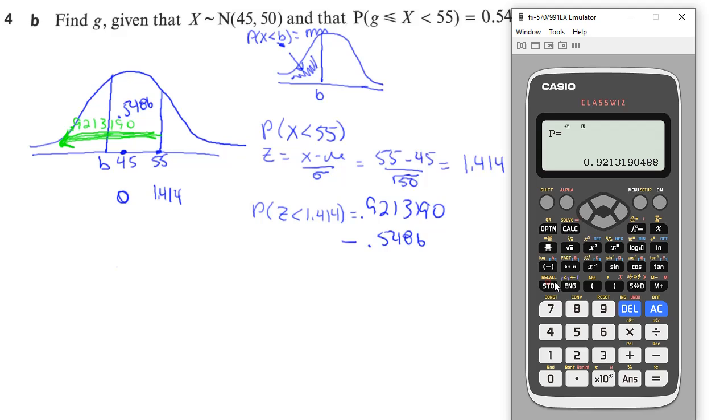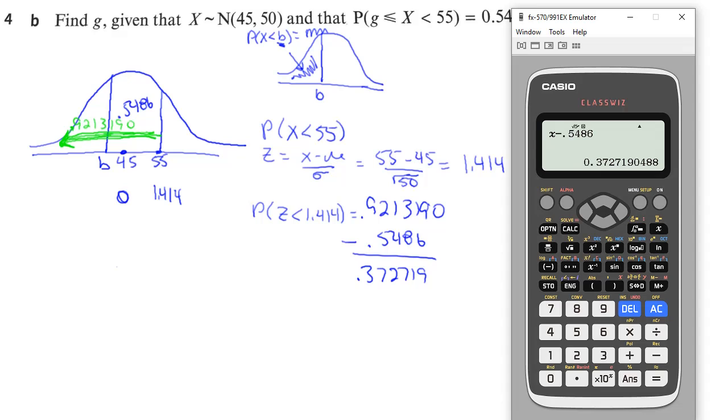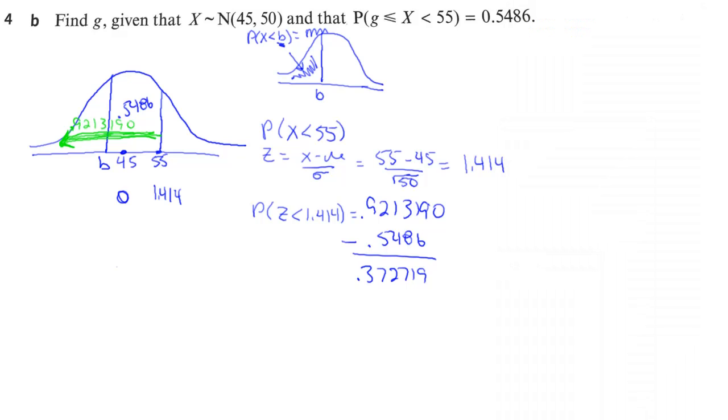I'm going to use the store function on this calculator. I'm going to store it into x, and go back to computation mode. I'm going to do x minus 0.5486, and I find out that the area is 0.372719. Yeah, that's right. Now that spot over there is the area that I'm interested in.